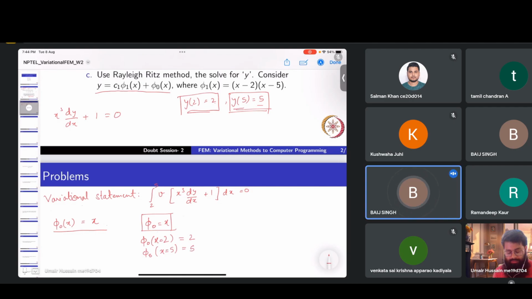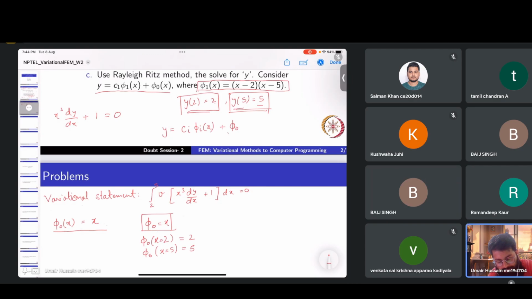In that sense, phi 1 of x will be 0 at the boundary points, at x equals 2 and x equals 5, right? That is given here. Whenever we are assuming a solution in the Rayleigh-Ritz method, we have one function which is not multiplied by any constant, and several other functions which are multiplied by constants.